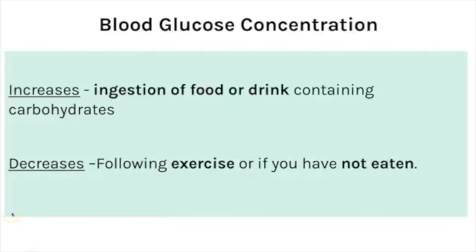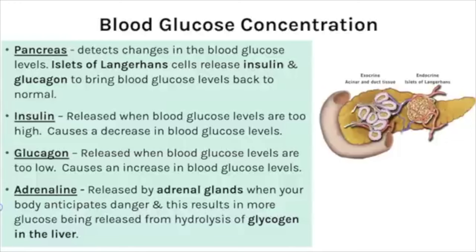Now, your blood glucose concentrations will increase after you have eaten food containing carbohydrates or drinks containing carbohydrates, and they'll decrease if you haven't eaten food containing carbohydrate for a while or if you have been exercising. The pancreas is the organ that detects these changes in blood glucose levels, and within the pancreas there are cells called the islets of Langerhans, which are responsible for releasing insulin and glucagon, which are the two hormones that bring blood glucose levels back to normal.